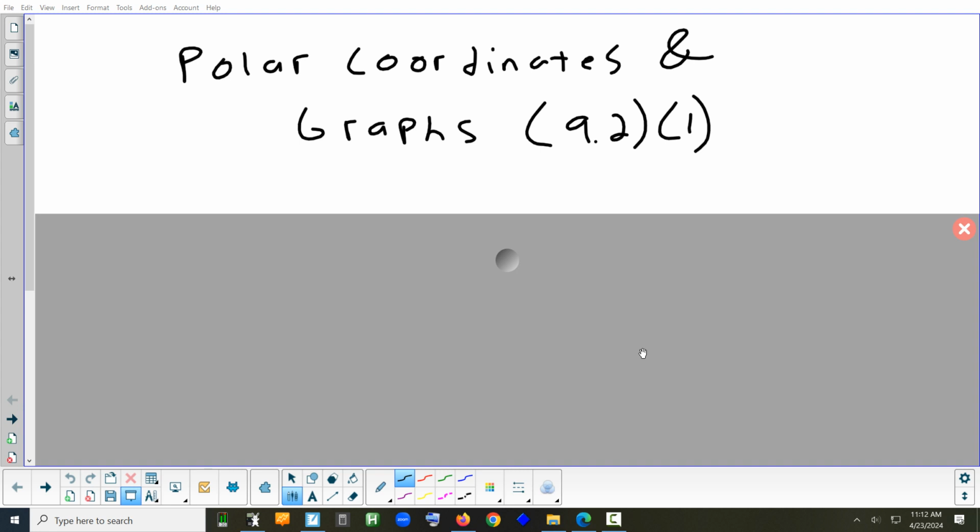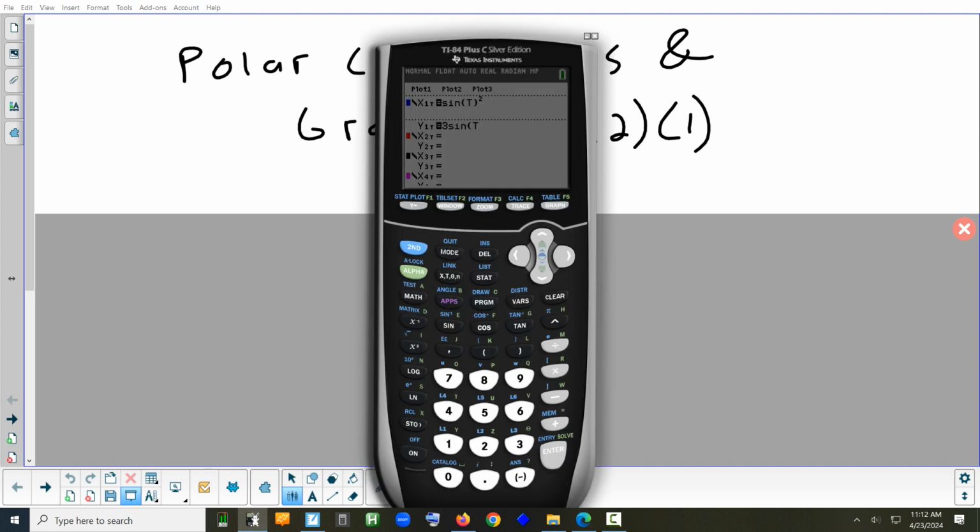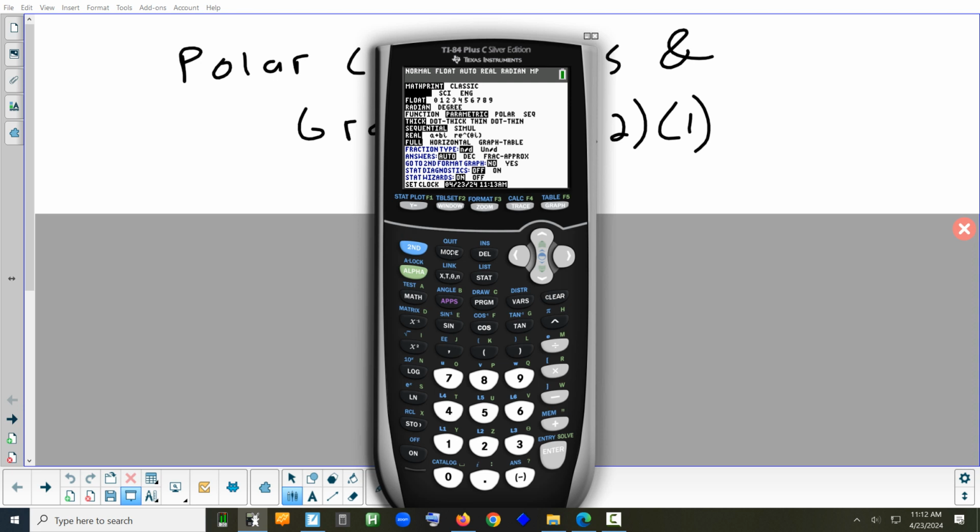So the last section we're going to look at in Chapter 9 is 9.2. And this is on polar coordinates. We're not going to do 9.2 Part 2, which gets into the polar graphs on the calculator. I'll show you a couple graphs in polar, but we're not going to spend a lot of time learning how to graph in polar. Okay, that would have been Part 2.